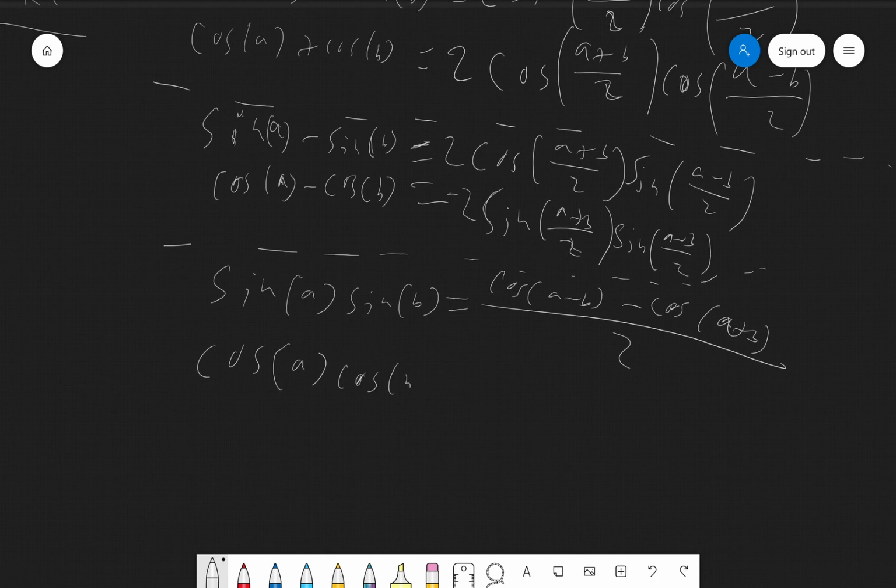Cosine of A times cosine of B equals the same thing as with sine, but different. Instead of A minus B first, you're gonna have A plus B first, but minus the sine of A minus B. Remember, sine is happier. So sine does happiness first, then sad. Like in the story, the sine was happy first, then sad, and cosine was sad and then happy. Over 2.